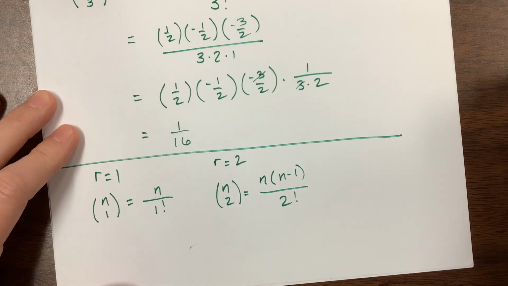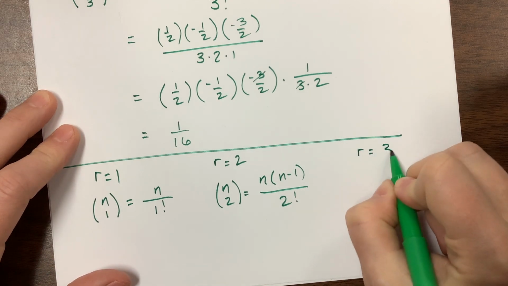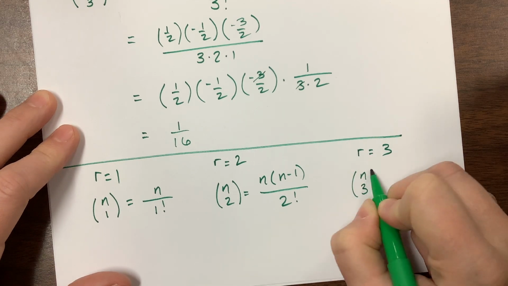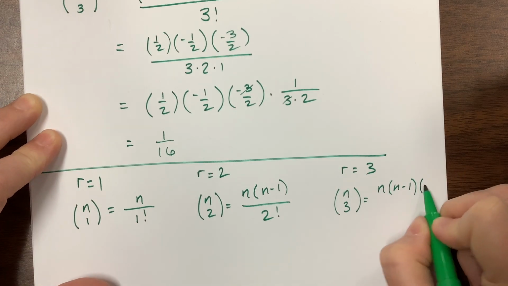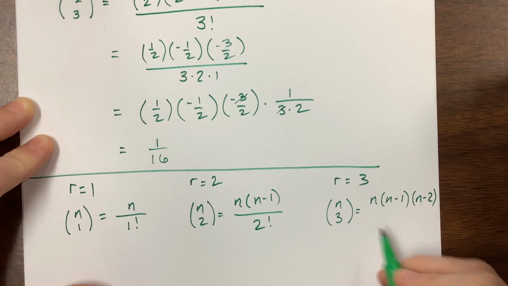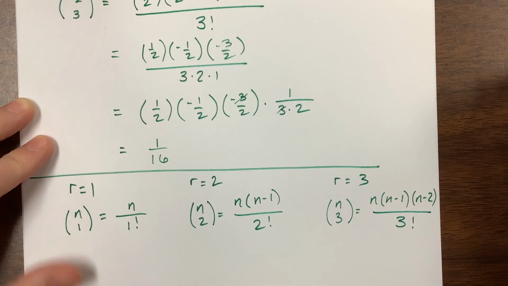And then we did the one when R was equal to 3. So n choose 3 is going to be equal to n times n minus 1, times n minus 2, and that's all divided by 3 factorial.